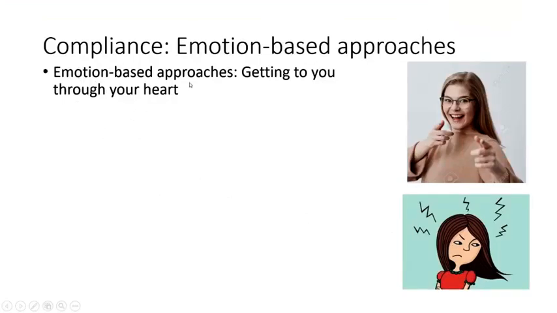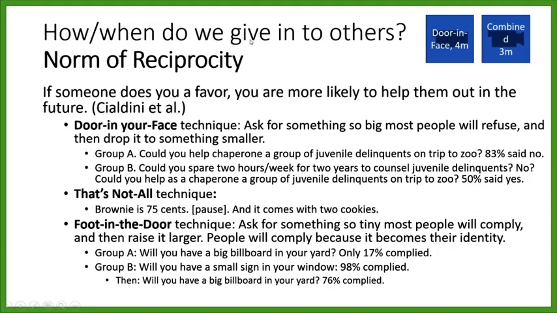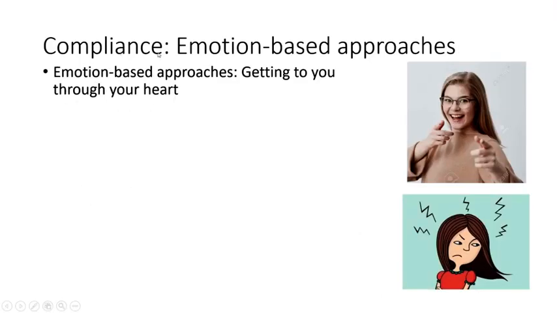Okay, so compliance. The first were considered reason-based approaches, like doing it based on your reasoning, and these are norms of reciprocity. The second mechanism of compliance is to get you based on your heart, emotion-based approaches. So if someone comes and asks you for a donation, are you more likely to give when you're in a good mood or a bad mood? You'll read about this in your book, but very often if you're in a good mood, you're likely to agree.